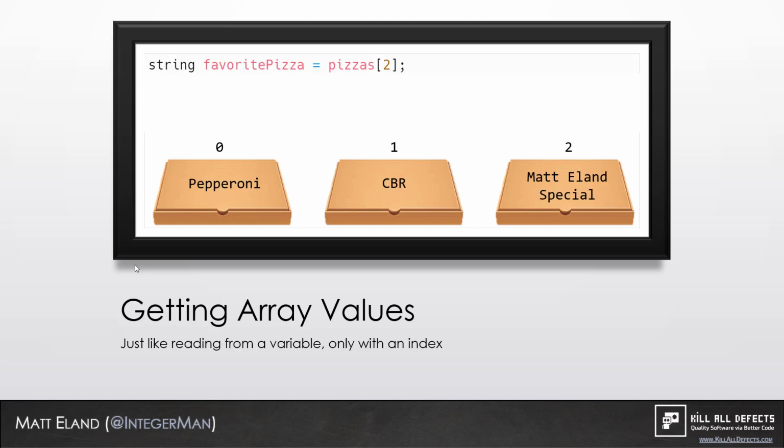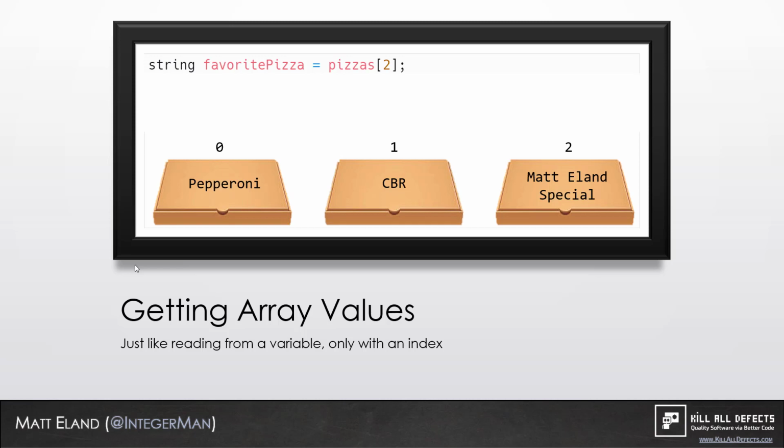So let's talk about grabbing values from there. Let's say we have an array with pepperoni, chicken bacon ranch, and then the fancy arugula pizza, which I love and nobody else seems to like. Here we're saying, hey, go to the pizza array, and I want the value at index 2.